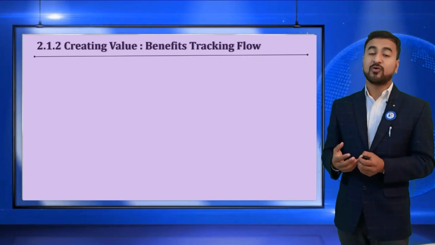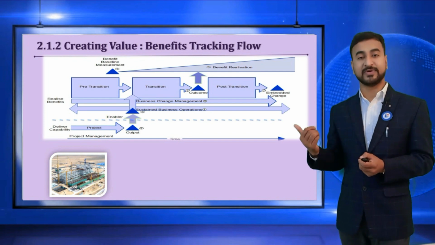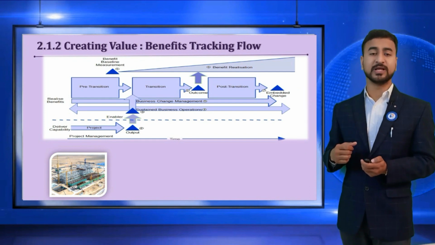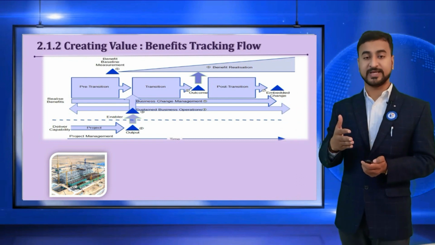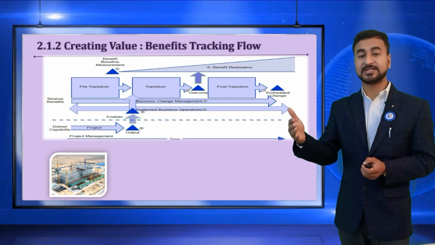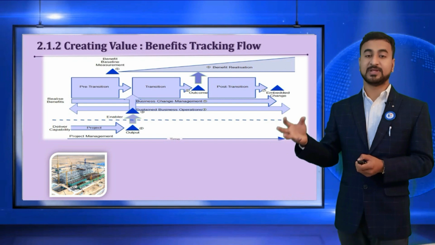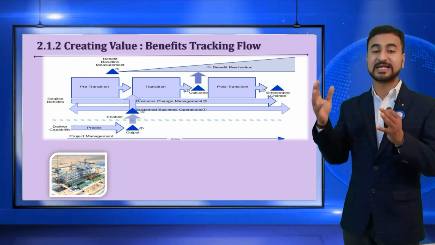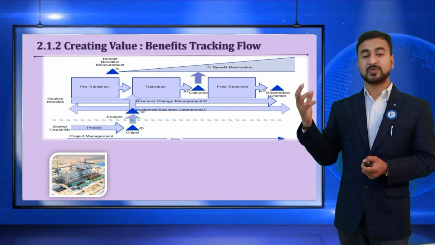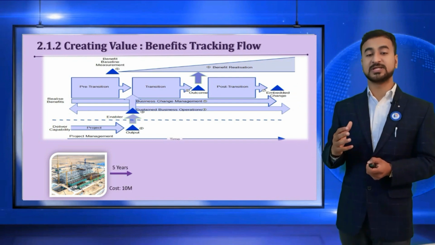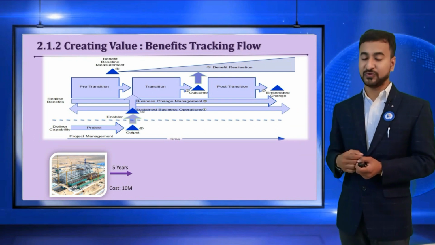Now we will detail the benefit tracking that is interlinked with the information flow, how we track the benefits. As you see over here, first the pre-project phase, then the transition, and once you complete the project and hand over to the operations team, how the information flows. I will explain this diagram with the example of one thermal power station, which needs to be built during 5 years and requires $10 million US.